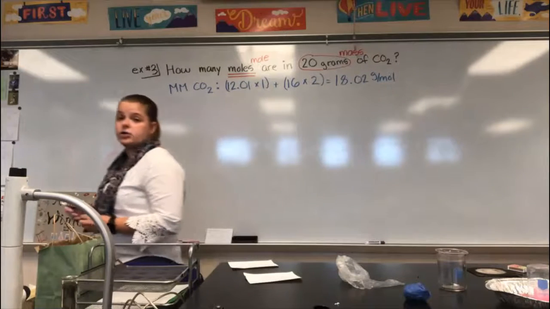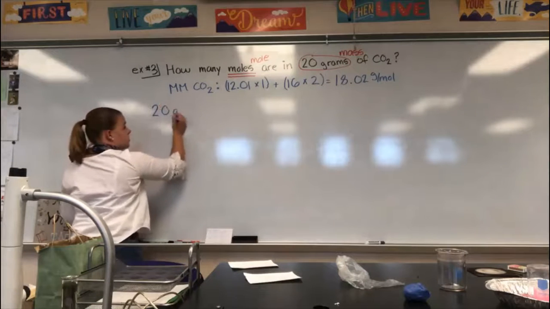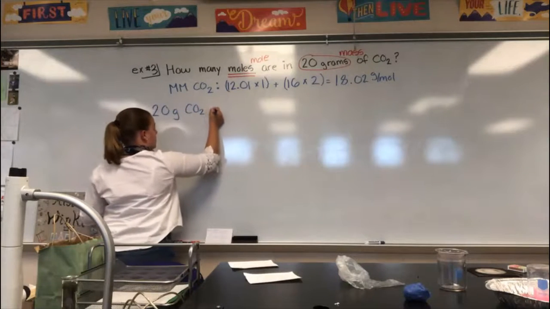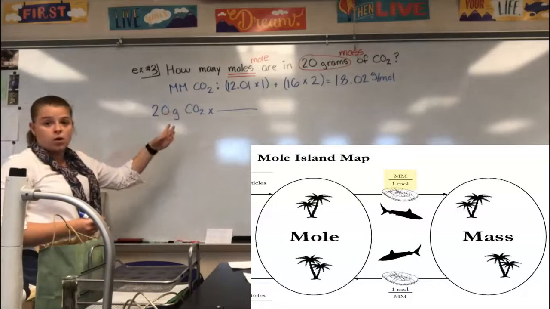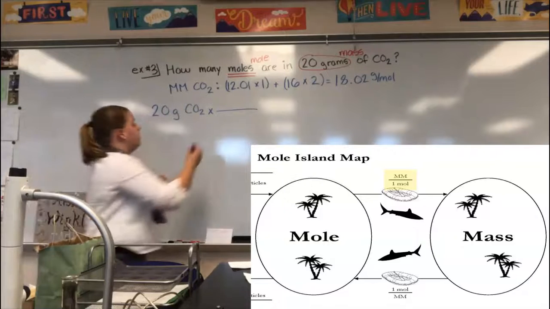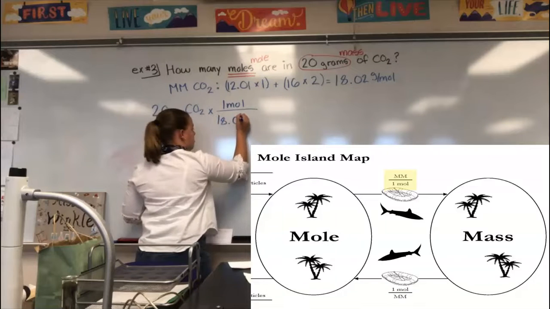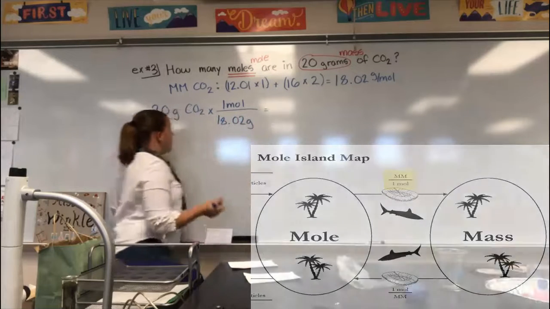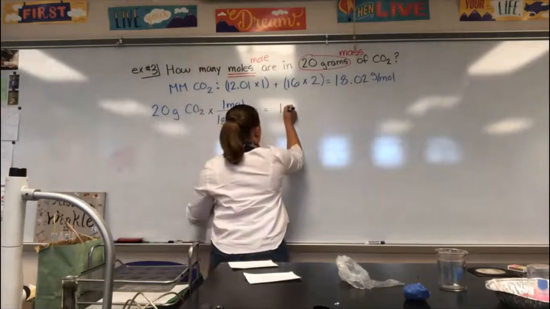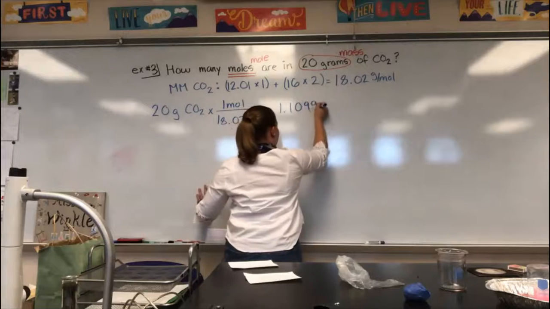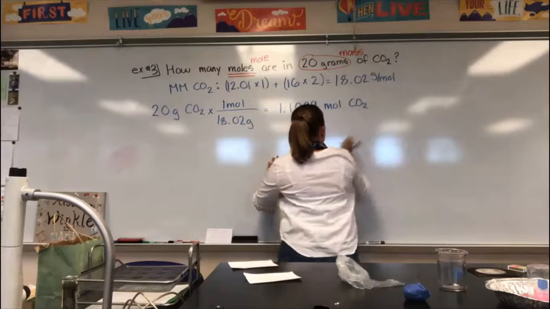So now we're ready to do our conversion calculation. We always write out what we're given. We're given 20 grams of CO2. Looking at your mole island sheet, since we're going from mass to moles, 1 mole goes on the top, and our molar mass, what we just calculated, goes on the bottom. Multiply the top, divide the bottom, and you get 1.1099. Remember your unit, we want moles, and don't forget your compound, CO2.